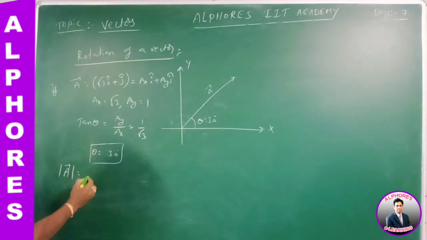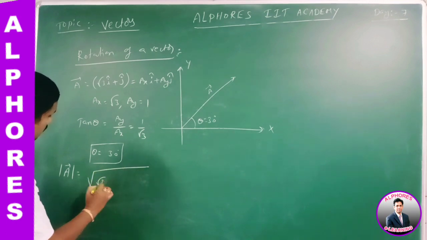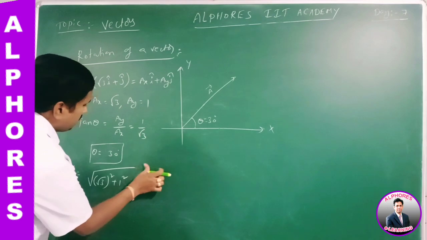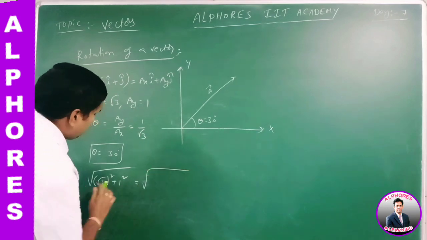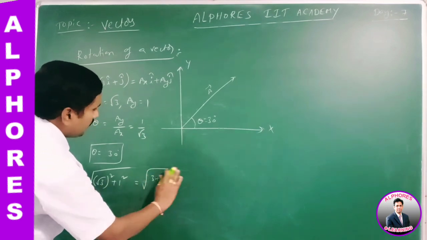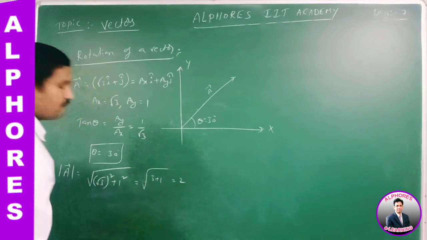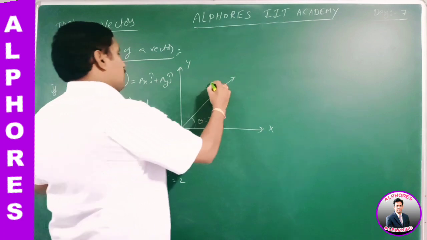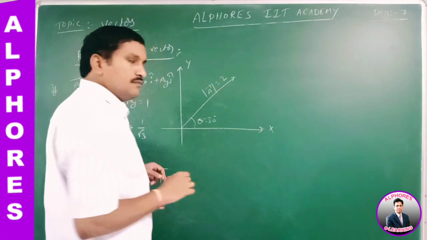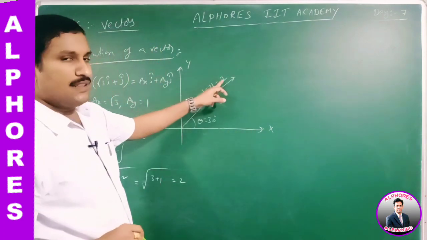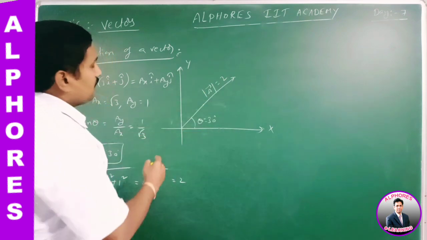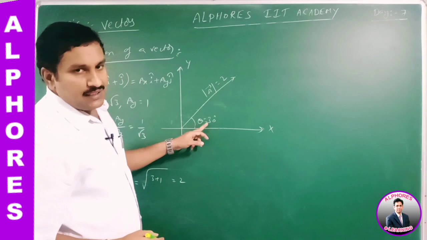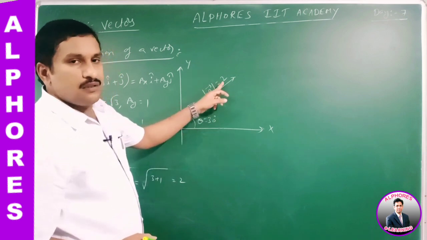And the magnitude of a bar is equal to how much? Root of root 3 whole square plus 1 square. That means root of 3 plus 1, which is root 4, and it becomes 2. So this vector has magnitude 2, whatever the units may be, it can be taken as centimeters or meters as per the given question. Now listen carefully. This vector makes an angle of 30 degrees initially with the x-axis and has magnitude 2.